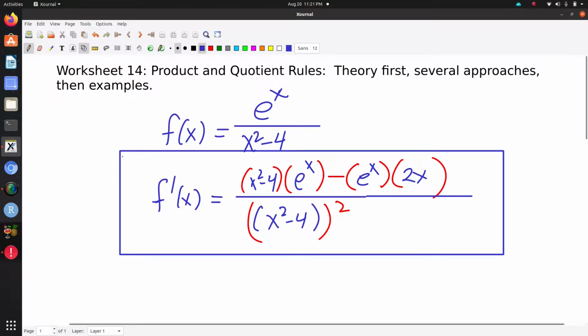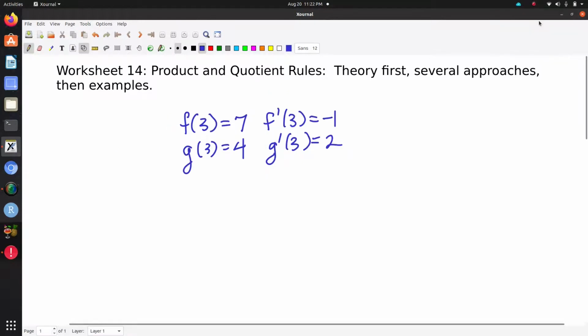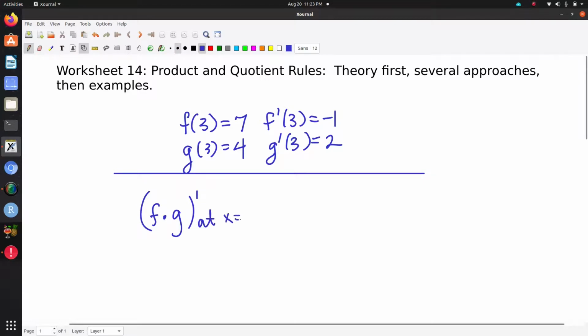All right, next kind of example you might be asked to do. Instead of being given an actual function, you're just given a theoretical function, and we just give you a couple pieces of information. And then we say, find the derivative of f times g at x equals 3. And you're like, what? We don't know what the function is. Well, we know it's f times g prime plus g times f prime, all of those things evaluated at 3.